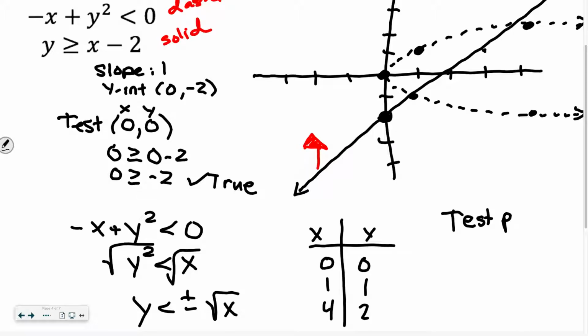Now, 0, 0 is not going to work for me this time because my parabola goes through 0, 0, right? So it's going to be equal. It's not going to tell me true or false. So I need to pick a point somewhere else on my coordinate plane. It can be anywhere. I usually pick points that are obviously not on the graph and obviously in one region or another. So I'm actually going to pick a point that's outside the parabola.